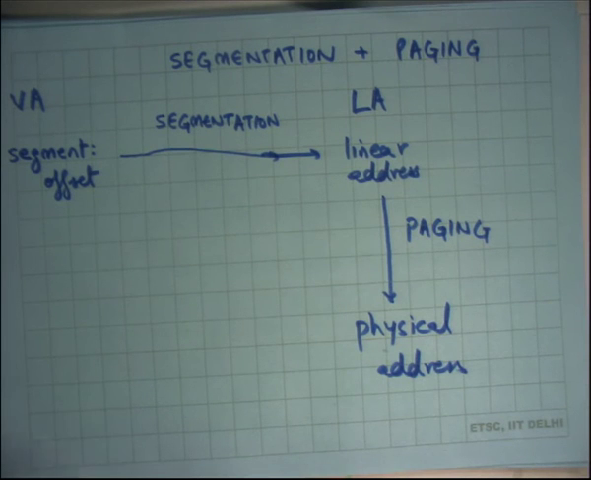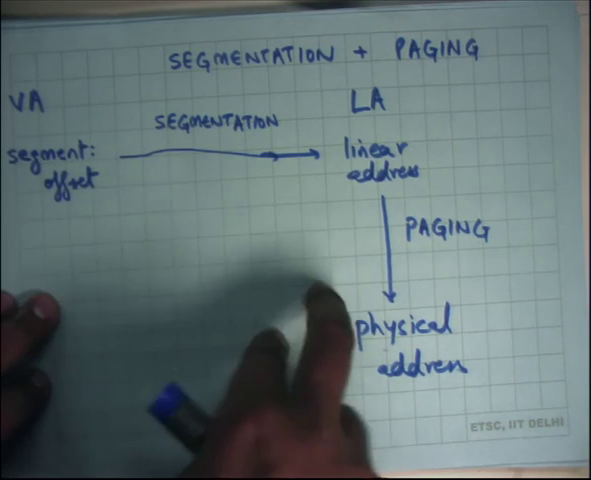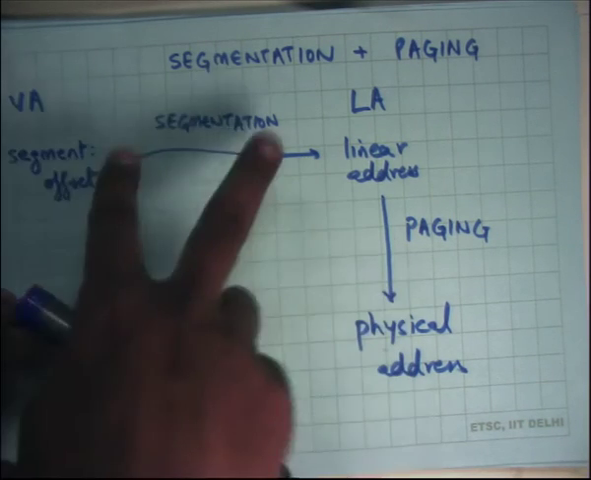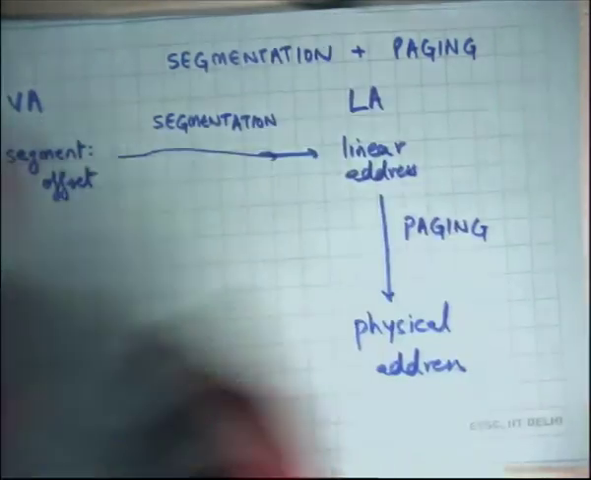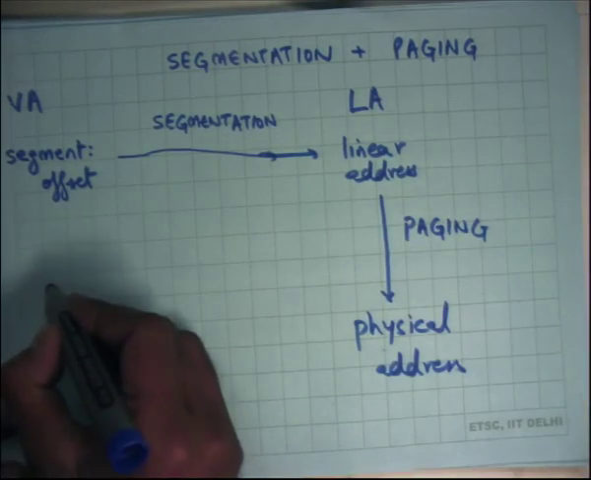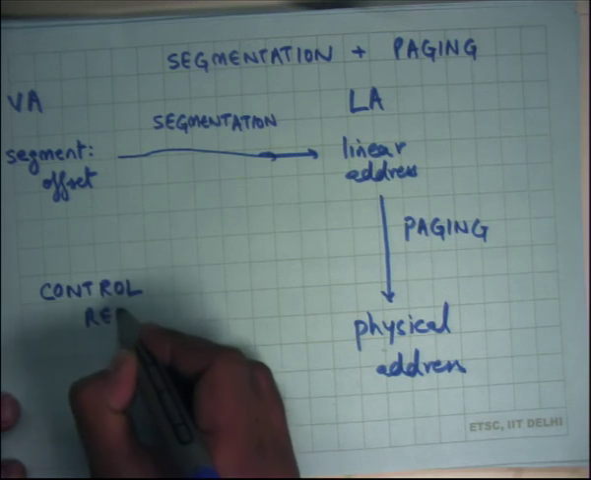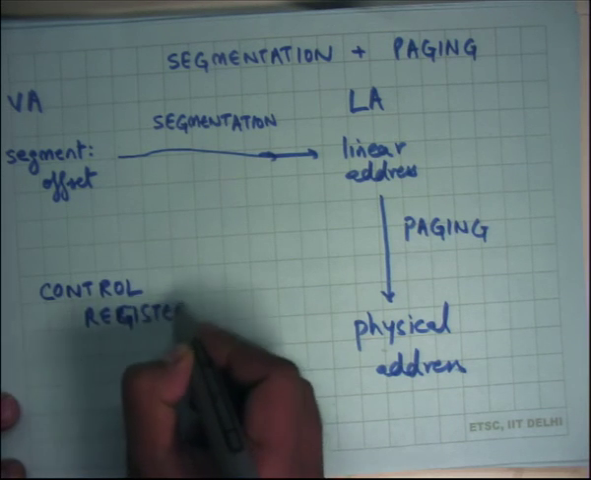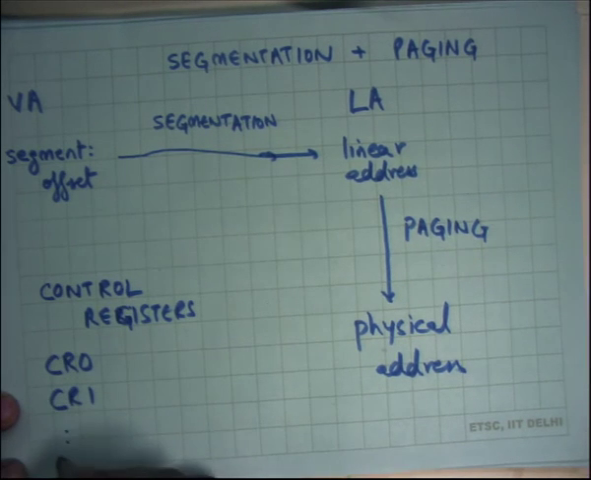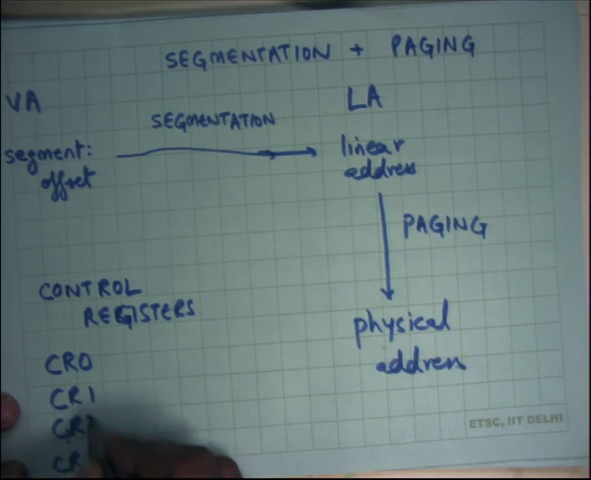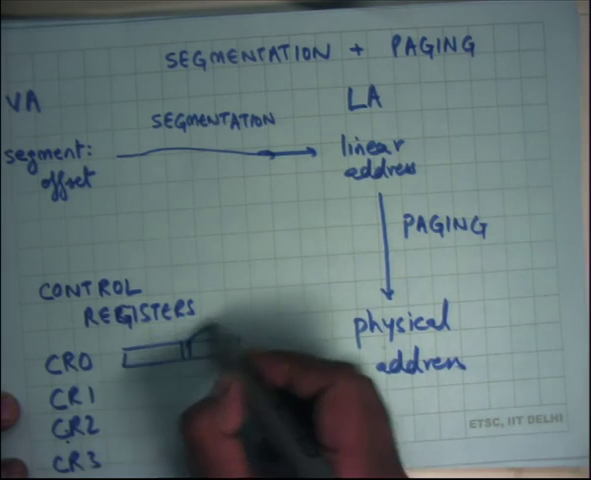Okay. So it gives you both. An operating system is free to use both. An operating system is free to use only segmentation, in which case all it needs to do is disable paging. All right, so how do you disable paging? It has certain registers which are called control registers: CR0, CR1, CR2, CR3, and maybe more, and there's a bit in CR0 which says enable or disable paging.